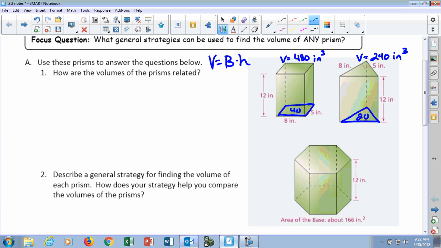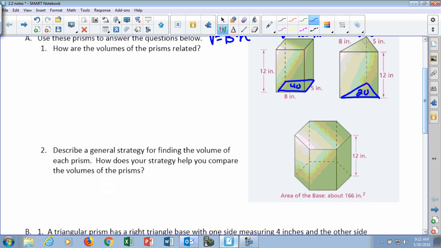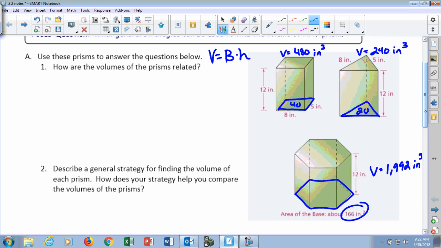Now, they gave you the base of the hexagon, right? They told you it was this. And the height is 12, right? So what's 166 times 12? 1,992 cubic inches. So when it says, how are the volumes of the prisms related? Well, they're not related in terms of the volume, right? Because each of them hold a different amount. So the rectangular prism holds double what the triangular one does, and so on.